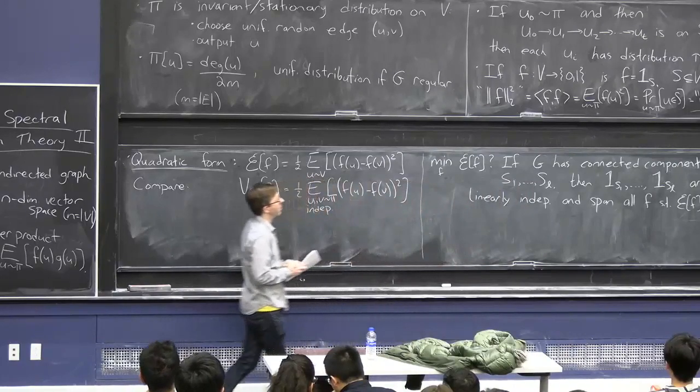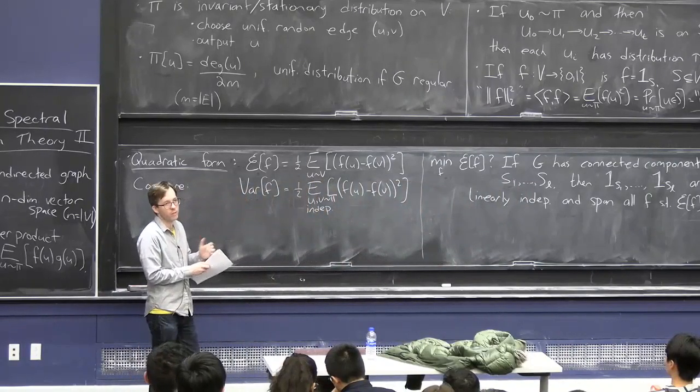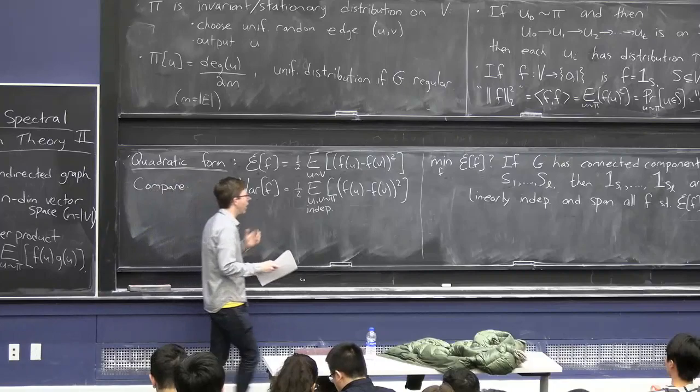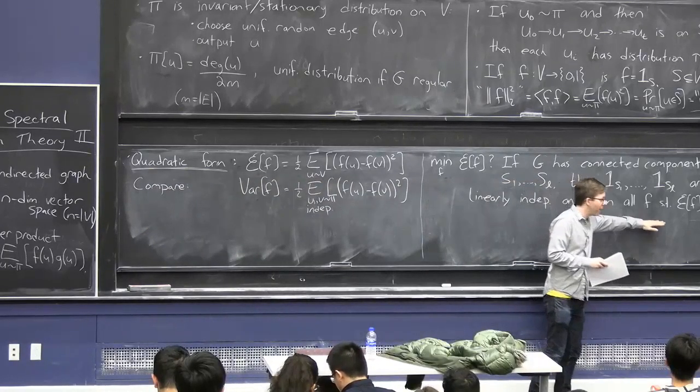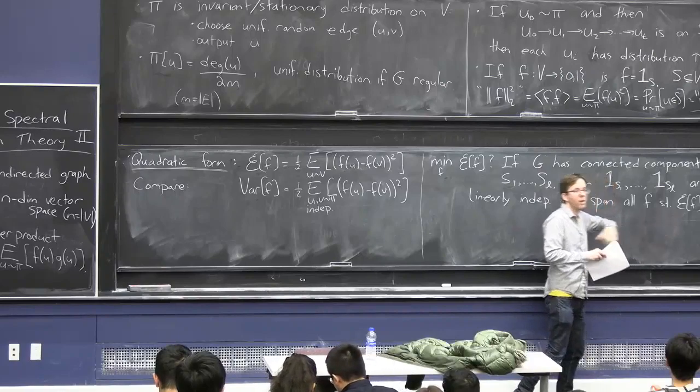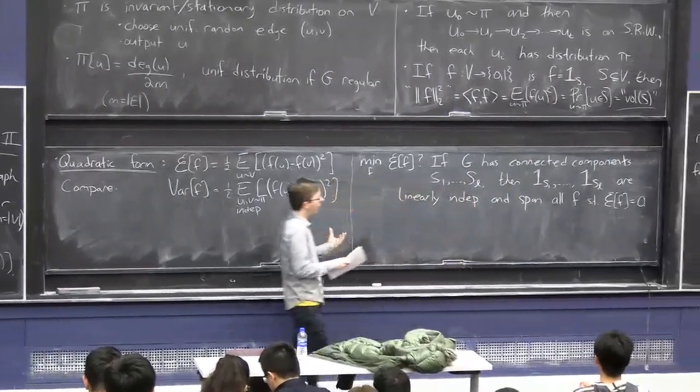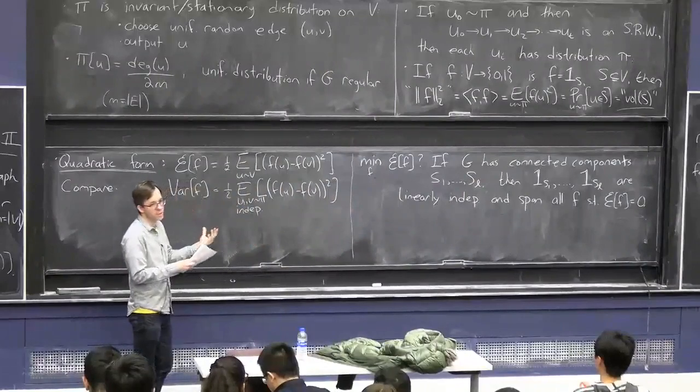And as I mentioned last time, there are some robustifications of this fact, where if you have L linearly independent functions that almost make this quadratic form 0, then maybe you can cut your graph into L pieces that are almost disconnected.